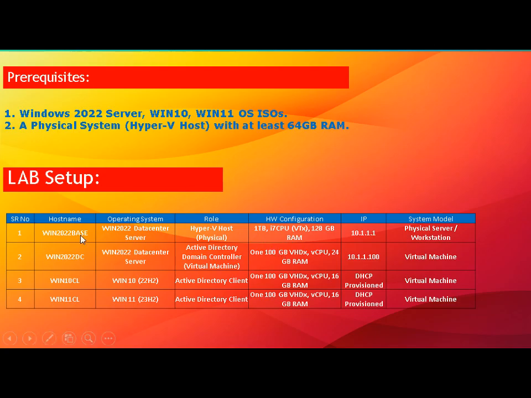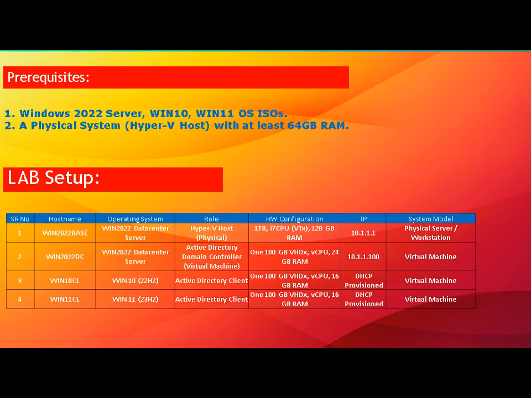So first will be your physical machine, WIN2022 base, which is running on Windows 2022 Data Center Server operating system. Role will be Hyper-V host. It will be a physical machine. Hardware configuration will be a standard one like 1 TB hard disk, latest i7 CPU with VTX technology, 128 GB RAM. Local IP will be 10.1.1.1, and the system model will be a physical server or a workstation.